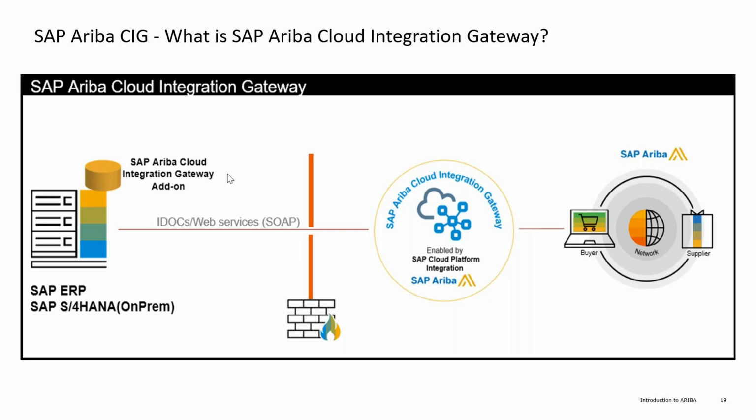Harish is here, sir. Yeah, Harish. So, as an end user, I have knowledge in P2P. Can I go with Ariba downstream only, without both upstream and downstream? Can I go with only downstream?